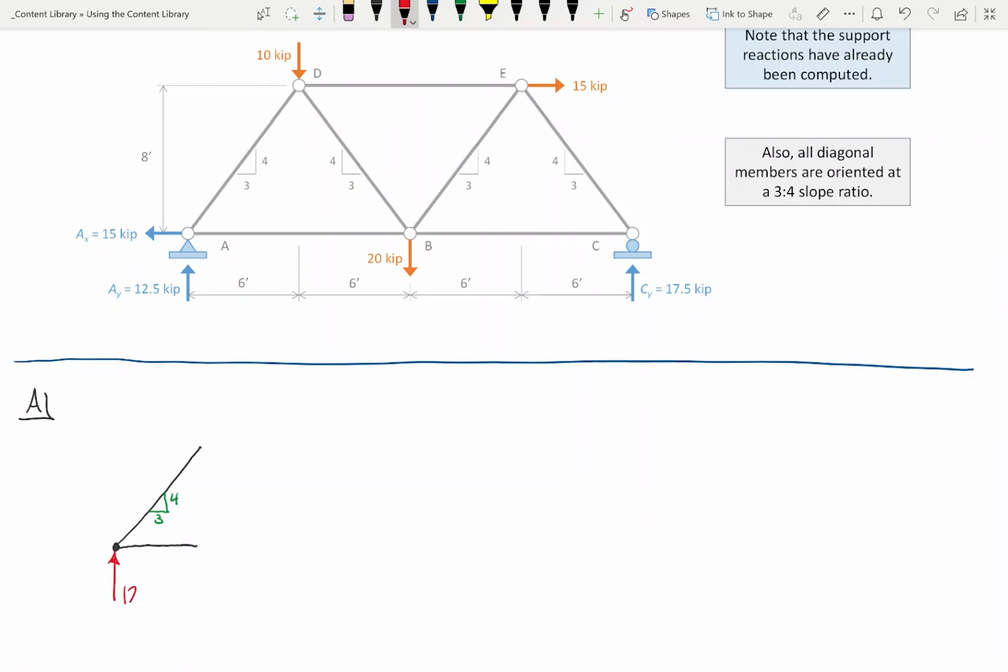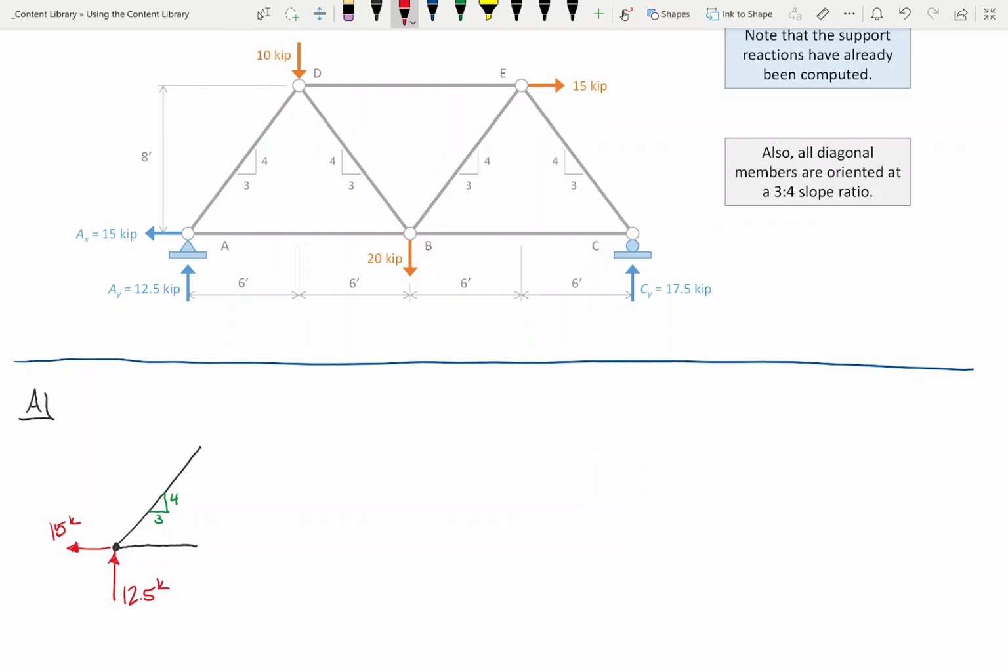I have a vertical force going through that at 12.5 kips and a horizontal at 17.5. With you so far? The horizontal 15. Oh, yeah, it is 15. You're right. You're right, 15. Okay.